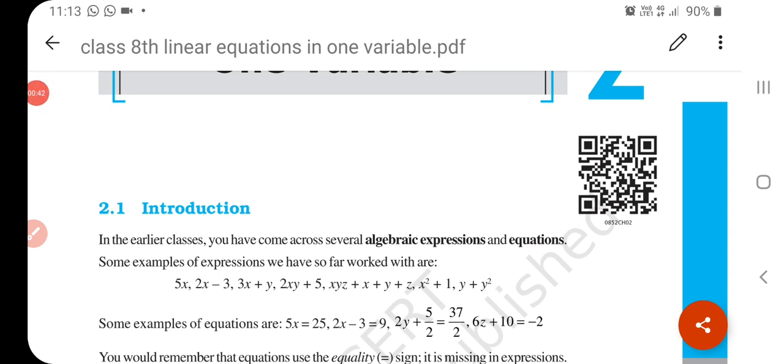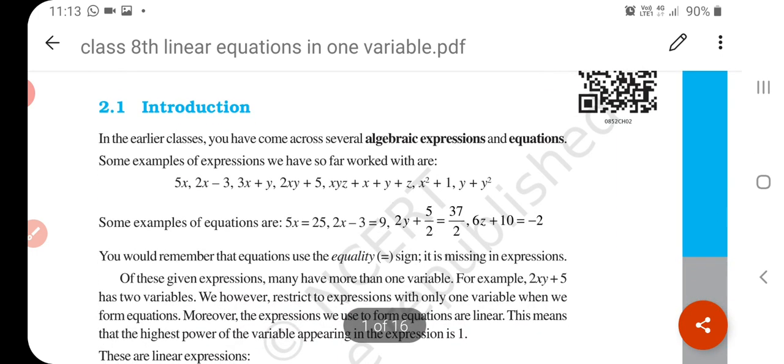So x plus 2 is equal to 3, 2x, 3y minus 5, 3 by 4, 5x minus 4. These are all called linear equation of one variable because this expression has one variable with highest power 1. Understand. Here in this book, 5x, 2x minus 3, 3x plus y, 2xy plus 5. Here 5x, 2x minus 3 and 2y plus 5 by 2 is a linear equation. Why is it a linear equation?